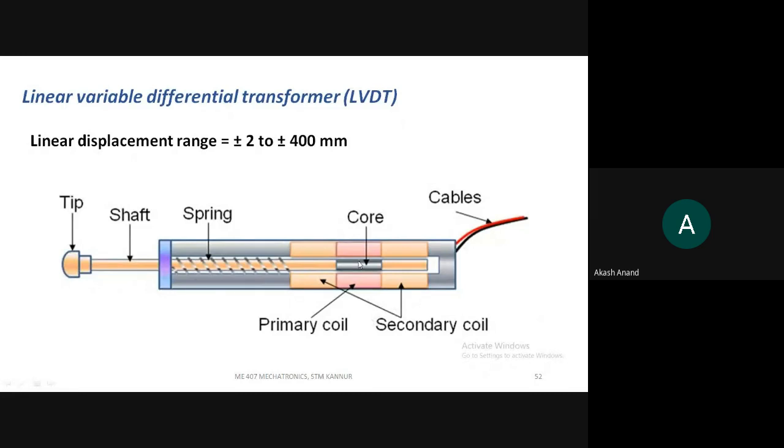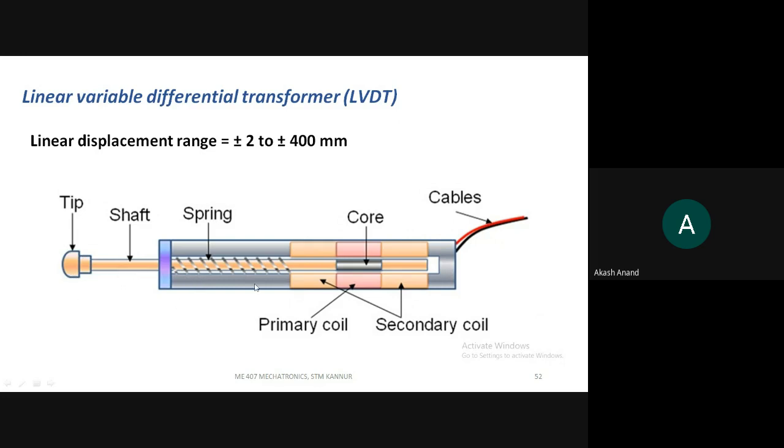So an LVDT is used for measurement. You can see that this is the tip. The displacement or movement of this tip is the parameter here. Only linear displacement is given at this tip, so that we will get a certain output for the displacement.